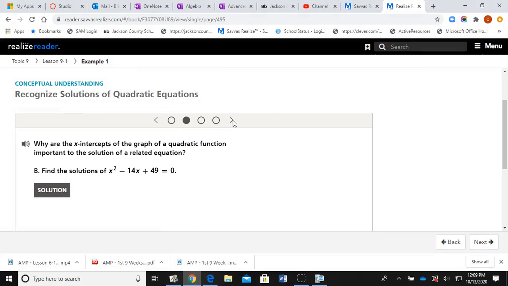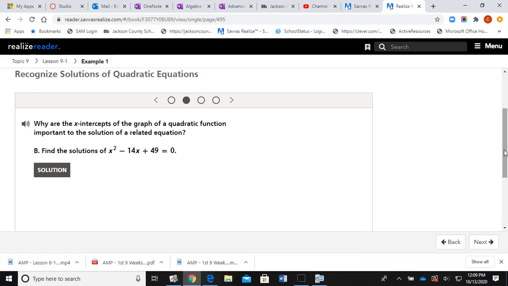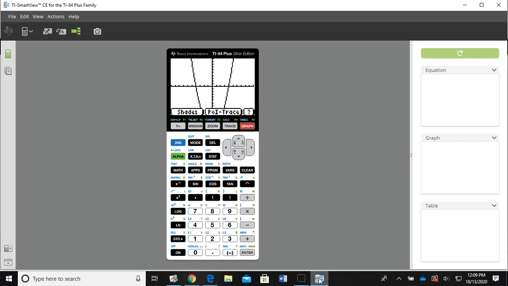So, try it. X squared minus 14x plus 49. Again, we're just graphing. So graph it. I'm going to let you do it the easy way. X squared minus 14x plus 49, right? You hit graph. All right. What do you think? A little funky. It is a little funky. Would it be 7? It is 7.